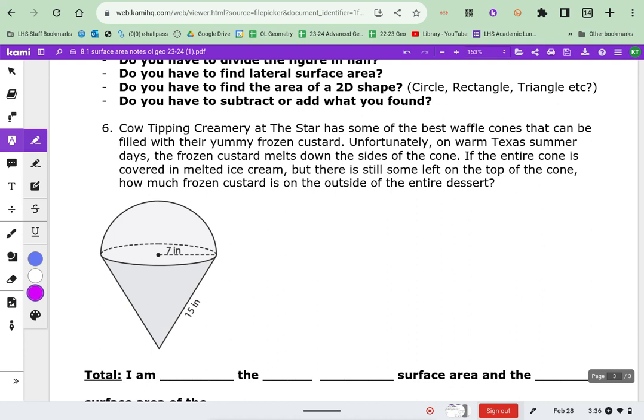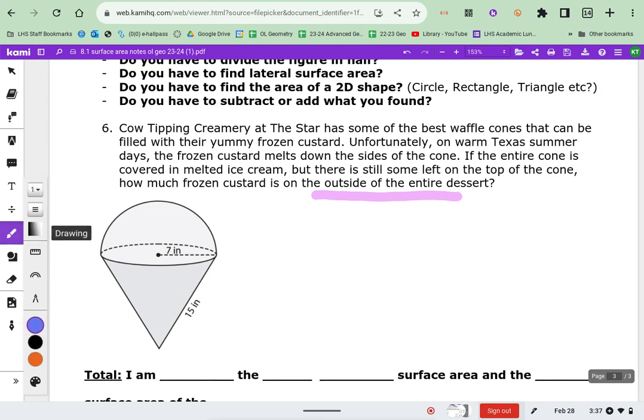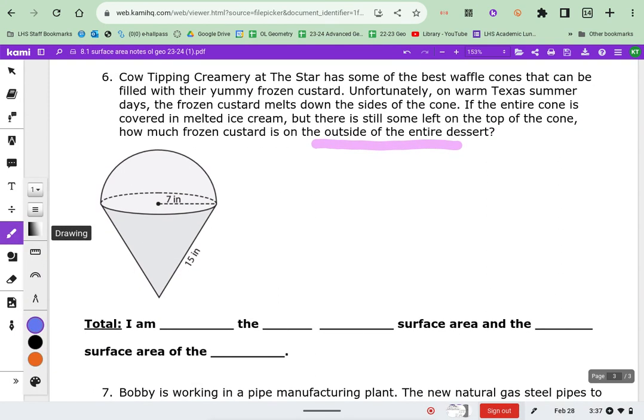Which, by the way, if it's on the outside of something, it's surface area, right? Because surface area is on the outside. So essentially, we're finding the total exposed surface area of this whole thing. So, what shapes do you see in this picture? A cone and a hemisphere. Yes, half a sphere, however you want to call it. So, we're going to do them separately and then combine them.